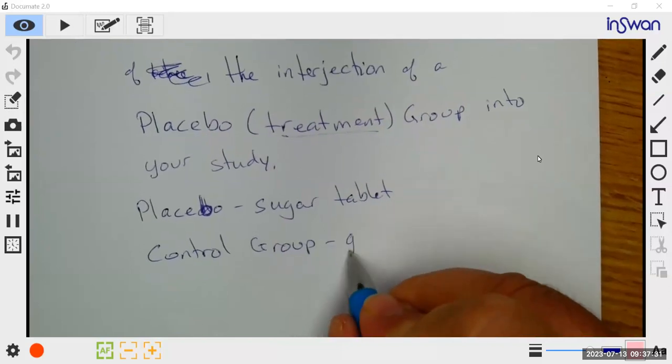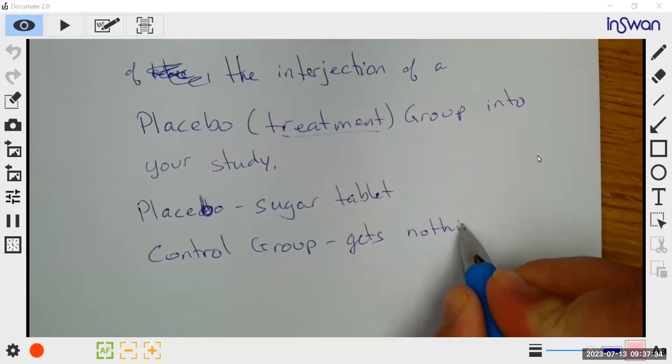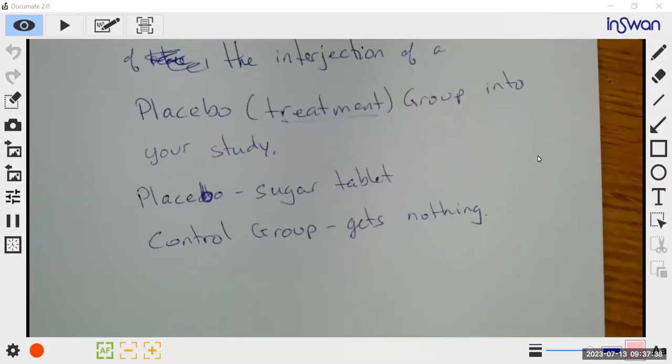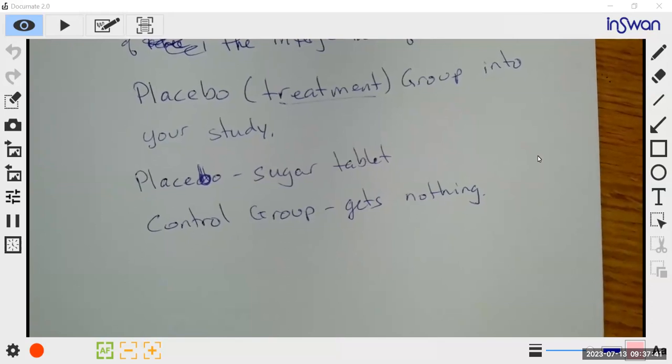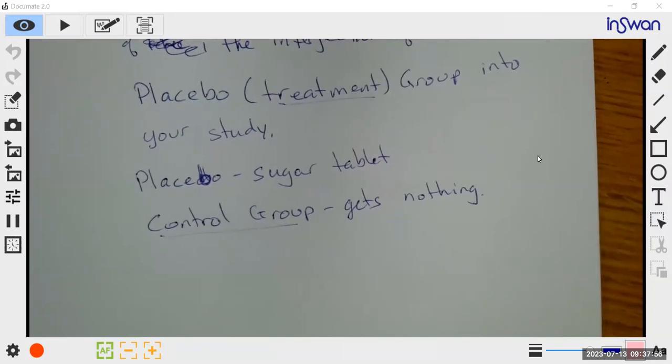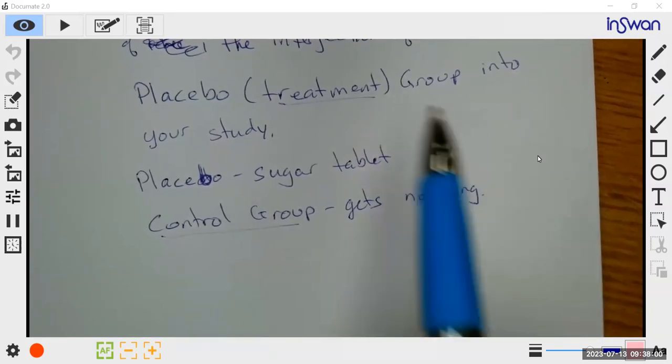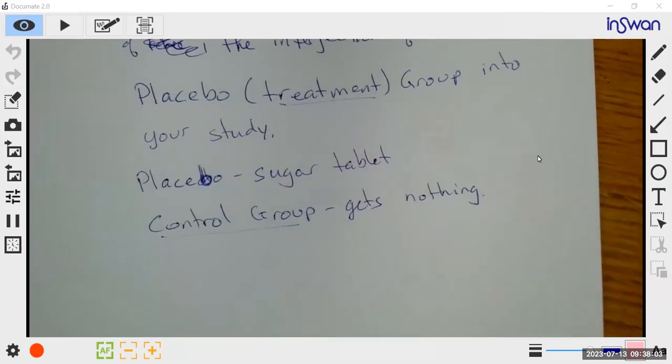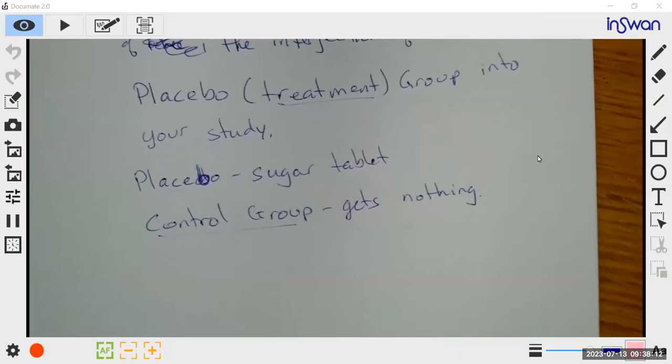Then you have a control group. The control group gets nothing. And the placebo group gets either the real medicine or the fake medicine. The reason you do this is because you have to have the control group to see what would happen if nothing was done. Let's say this half of the room is the control group, this half is the placebo group. Now I would randomly select some of y'all to get the actual medicine. The other half of y'all would get nothing. Well, you'd get a fake medicine.